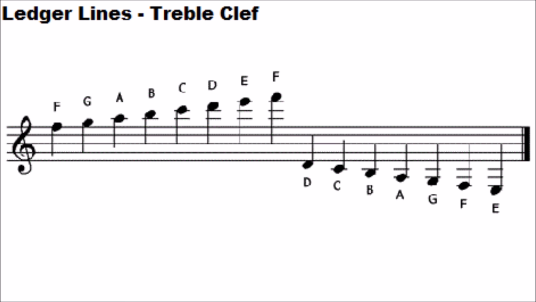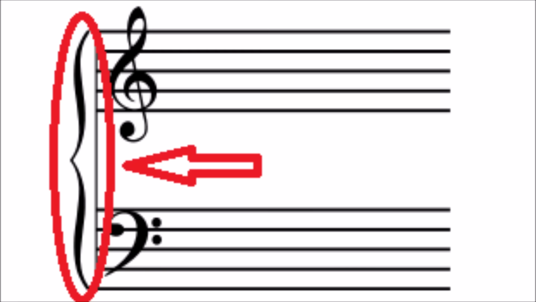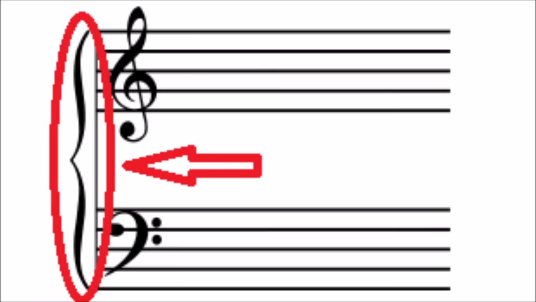Notes can keep going higher and higher on the treble staff by simply moving in alphabetical order. Notes go lower as well, as can be seen in the ledger lines diagram. The treble and bass clefs are often combined to create a grand staff. A perpendicular line and bracket, called a brace, is used to join the two staves, plural for staff, together.